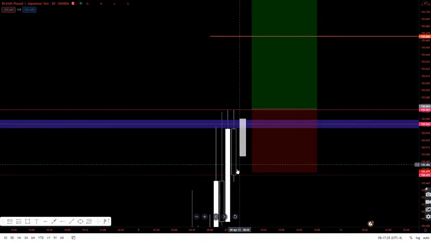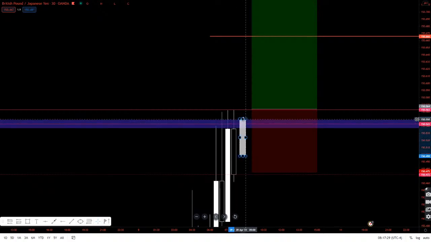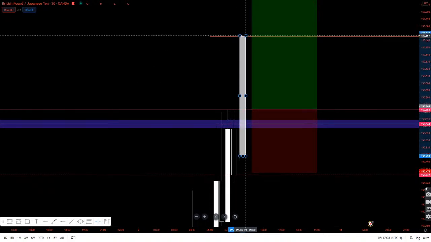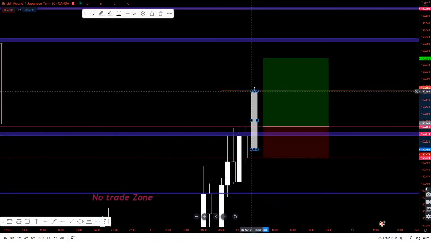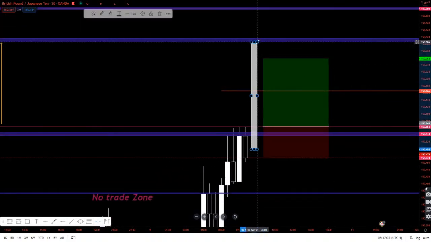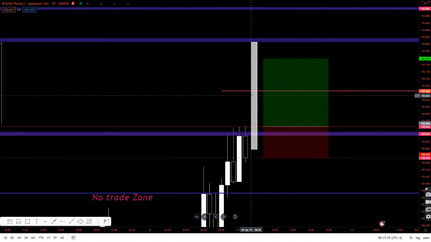Because seeing that we are back in the range, we need something to leave this range completely for us to get a nice continuation all the way up to our take profit 1. And if we get momentum, we can push all the way up here. So this is what I am interested in at this moment.